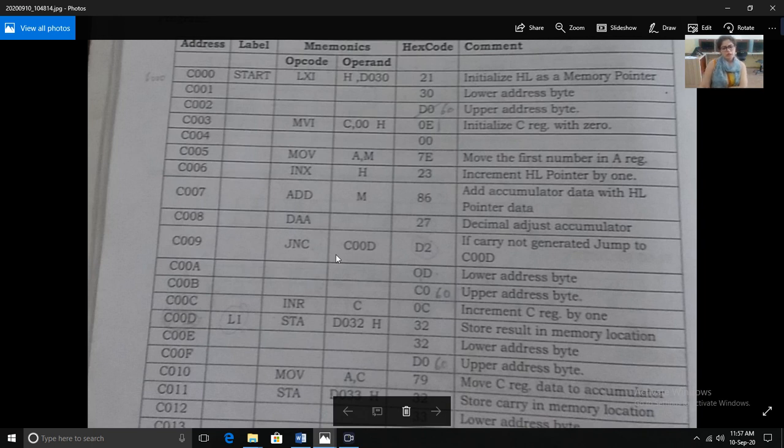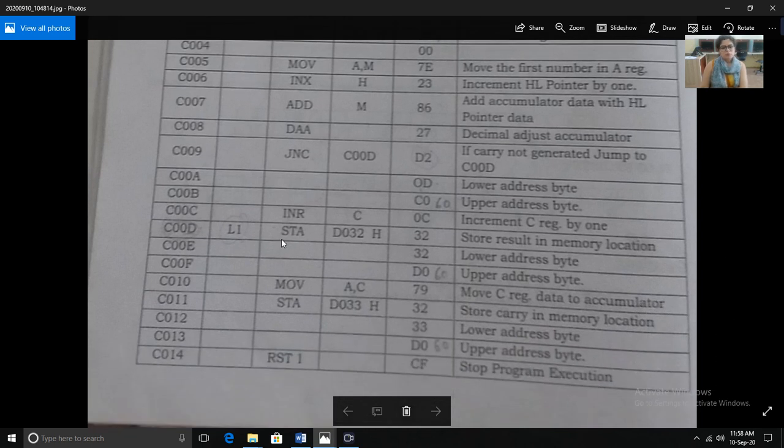So if there is no carry, we can simply jump to this location, and with this instruction, we have stored the result on the 6032 memory location. After the jump instruction, this is INR C. INR C means we have to increment the C register. Initially we used the C register and initialized it with 0. So if there is a carry, we have to use that register. That's why we are using the C register here.